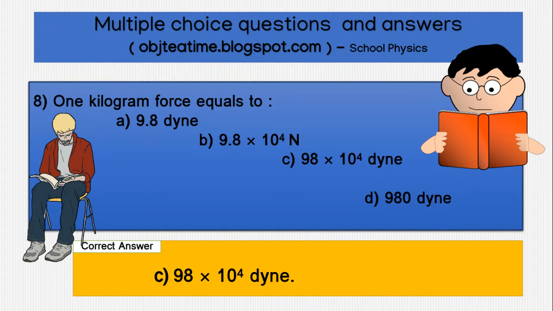Students, listen to me. I will read the question once again. 1 kilogram force is equal to 98 times 10 to the power 4 dyne. Option C is the correct answer.